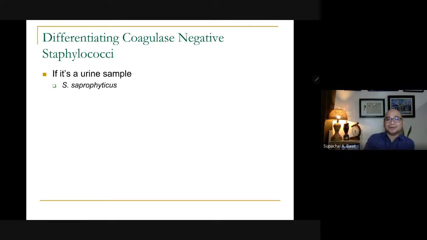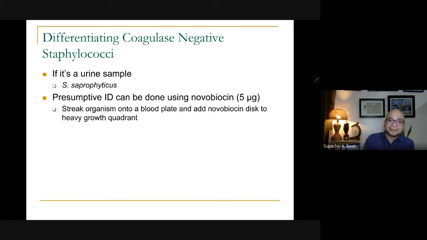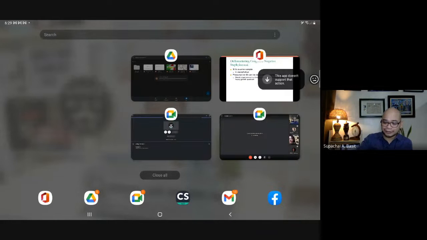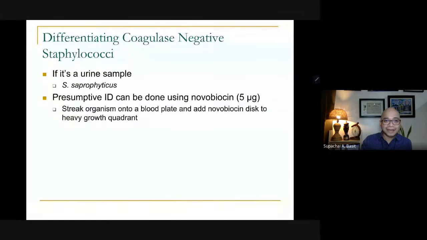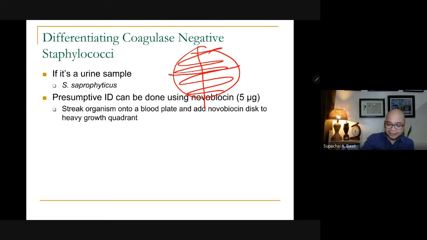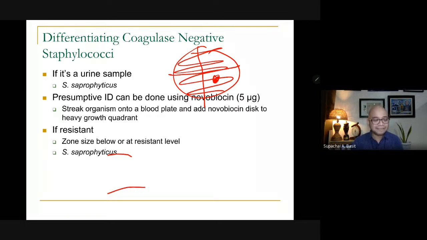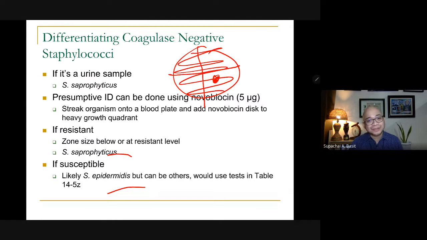If it's a urine sample, then you should consider Staphylococcus saprophyticus. Presumptive identification can be done using novobiocin. So we add a novobiocin disk in the heavy growth quadrant. You have a quadrant here, and then we add the novobiocin disk. If resistant, it is Staphylococcus saprophyticus. If susceptible, it is most likely Staphylococcus epidermidis.